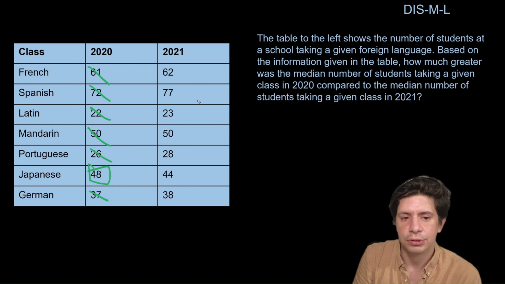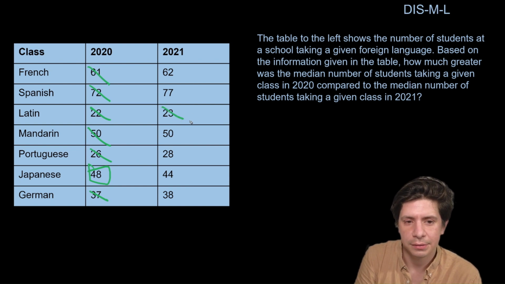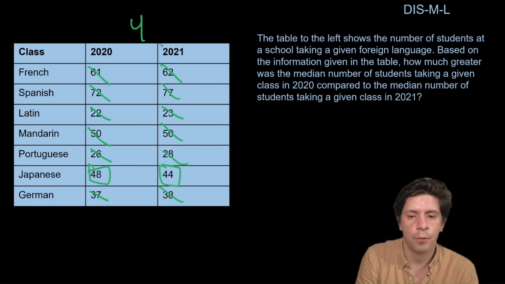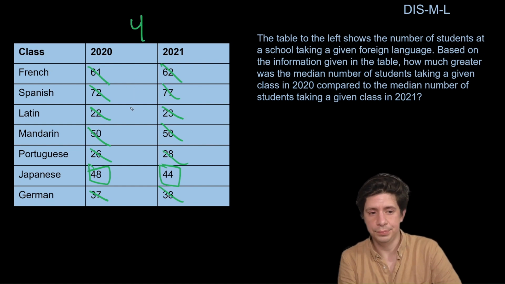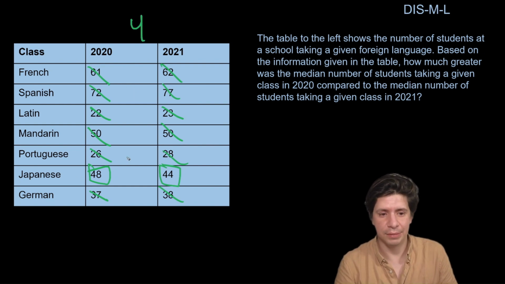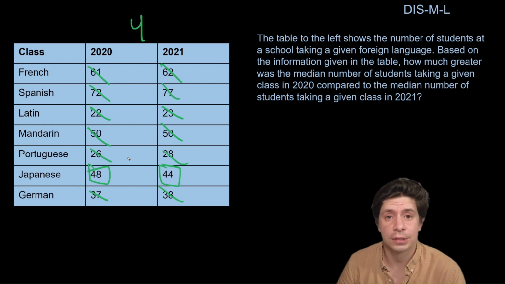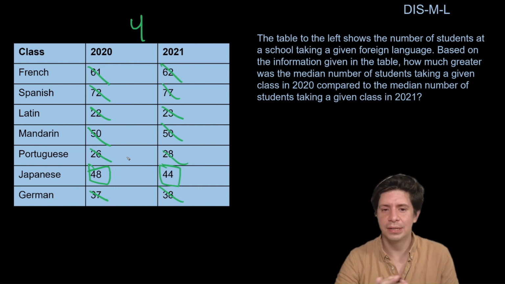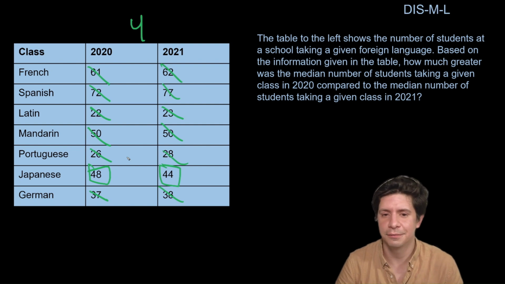Median in 2021, same thing. 23. I'm going to eliminate 77. 28. I'm going to eliminate 62. 38. I'm going to eliminate 50. And I am left with 44. The difference is 4. And it just so happened that Japanese was the median. But if you have questions on this one, you know what to do. It's not too bad. You just want to read carefully and understand what it's asking for.